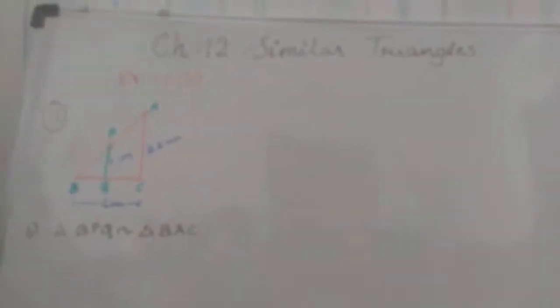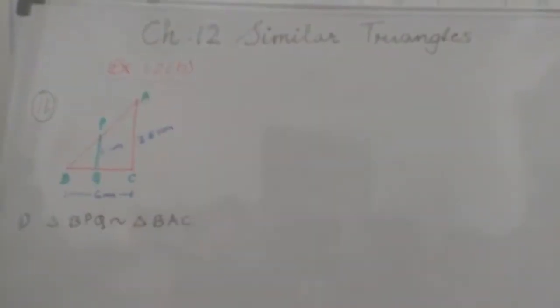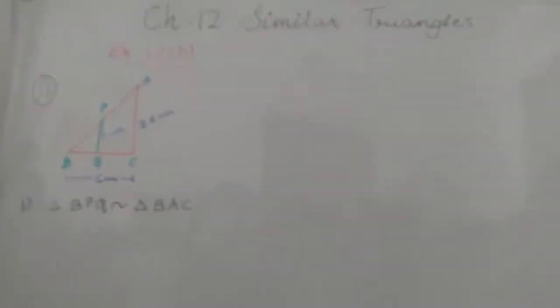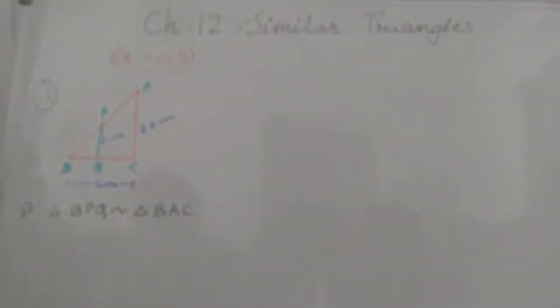So let us start the solution here. First we can say that PQ is parallel to AC. So triangle BPQ is similar to triangle BAC, because you can see the corresponding figure. You can see BPQ is similar to BAC. Now we want to find BP and BQ. So I take the ratio accordingly.